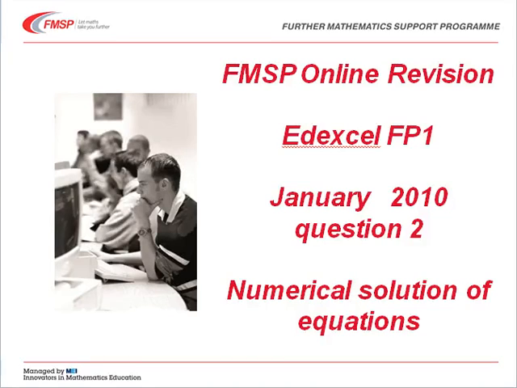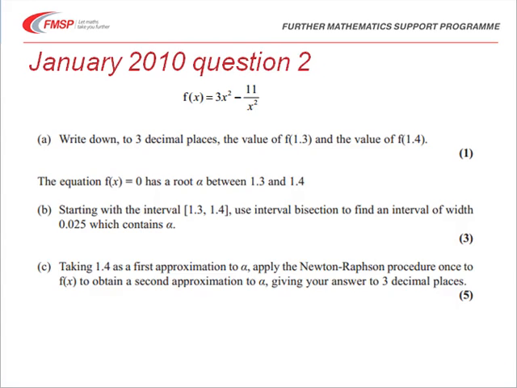In this video I'm going to be looking at the solution of question 2 from the January 2010 Edexcel FP1 paper. The topic of the question is numerical solutions of equations. In the question we're given a function f of x equal to 3x squared minus 11 over x squared, and first of all simply asked to calculate to 3 decimal places the values at 1.3 and 1.4.